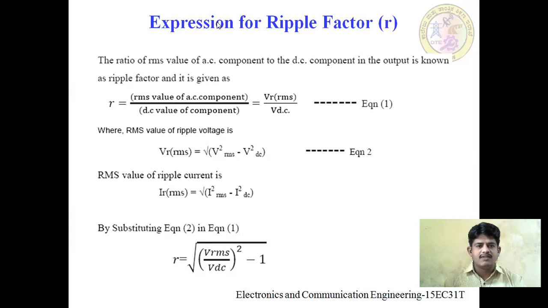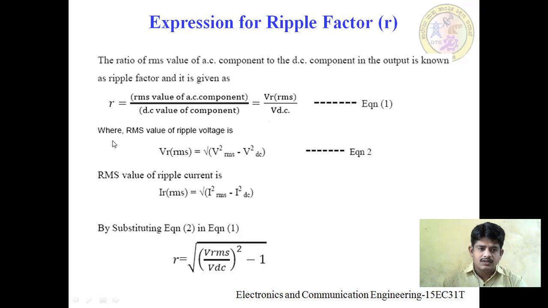So now we are dealing with the expression for ripple factor. The symbol is gamma. For typing purposes we have written it as R, but actually it is gamma. We already understood what the ripple factor is. We'll see the derivation for that. So how can it be calculated? We know that gamma is equal to the RMS value of the AC component to the DC value component. That is denoted by V_r(RMS) divided by V_DC. RMS means root mean square value, V_r means ripple voltage.